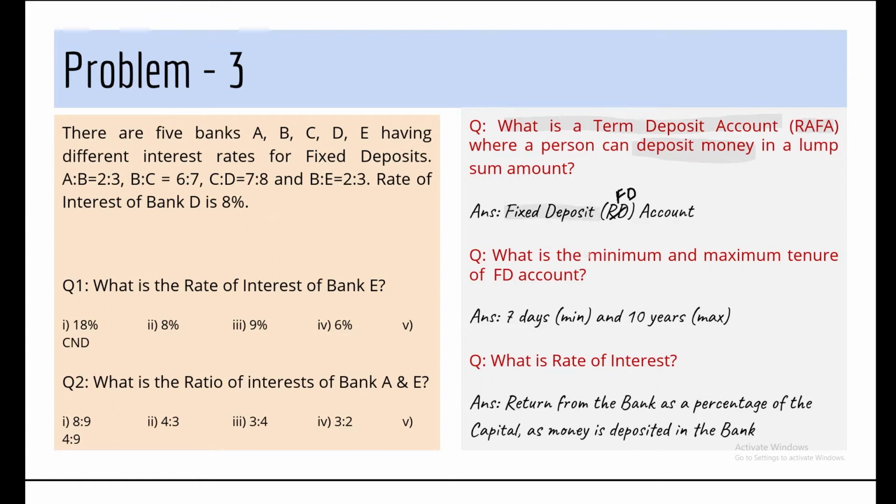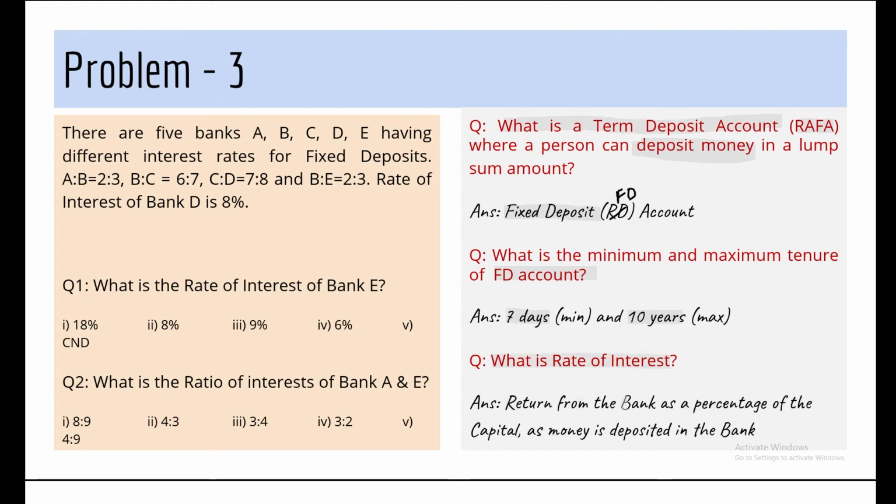Now, what is the minimum and maximum tenure of an FD account? The answer is 7 days for minimum and 10 years for maximum. So a person can deposit money in an FD for 7 days at minimum or 10 years at maximum, but this varies from bank to bank. Now the next question is, what is rate of interest?